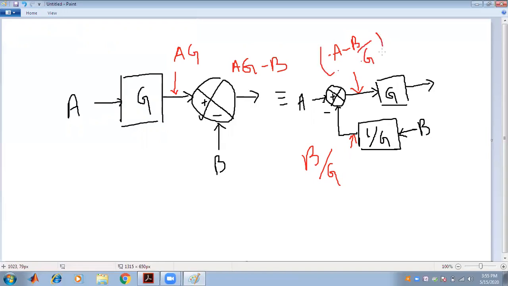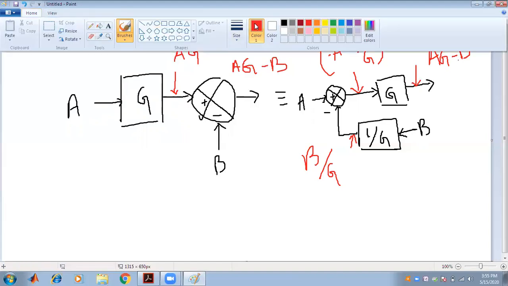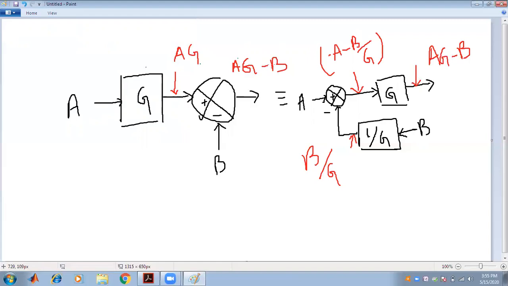Now it is multiplying with a gain called G. So the output from here is A into G, AG, minus B by G into G, which is B. So it is found that both the outputs are the same. So this is another process of block reduction technique.